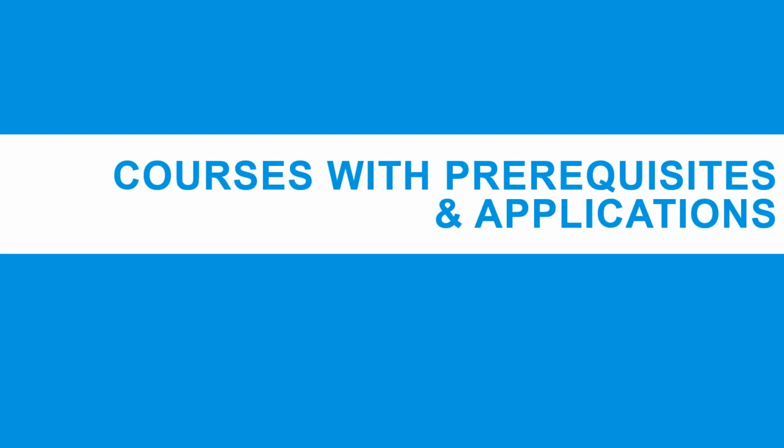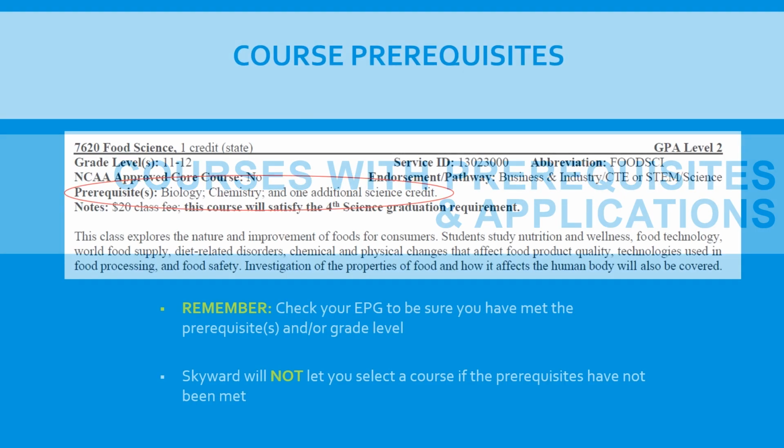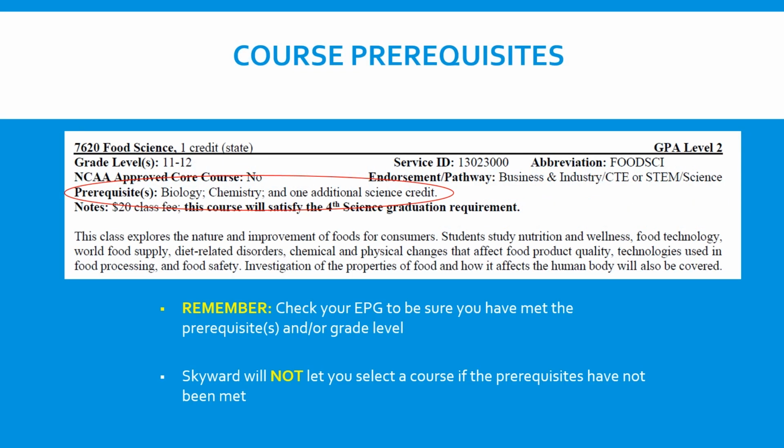Now, let's talk about those courses with prerequisites and the ones that require applications. Some courses require prerequisites, and they can be found in the course description part of the EPG. The prerequisites are the classes you must have already taken. For example, for food science, you must have taken biology, chemistry, and 1 additional science before you can register for it. Always check the EPG to make sure you have met the prerequisites and/or grade level requirements. Skyward will not let you select a course if the prerequisites have not been met.